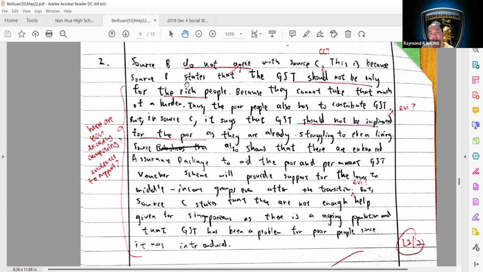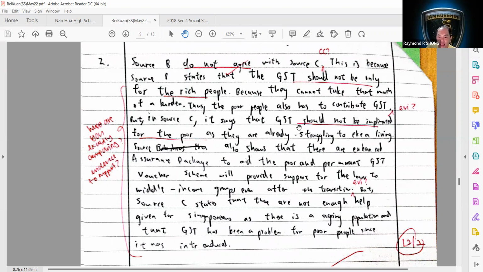Cross-referencing. This is because source B states that the GST should not be only for the rich, because they don't... Don't ever start the sentence with because, for goodness sake, even if it's social studies. Don't ever do that. Okay? GST should not be for the... state that the GST should not be only for the rich people. A bit of the English, in fact, this can be implied, who is the they? Very ambiguous. Who is the they? Cannot take that much of a burden. Who is the they? The Singapore government or the citizens or the opposition party? Thus, the poor people also have to contribute GST.